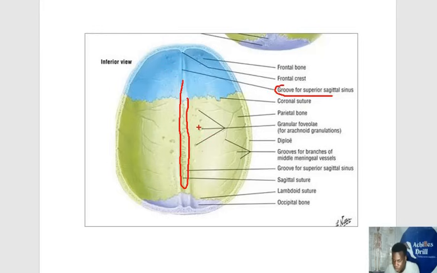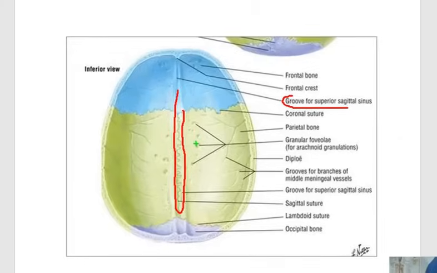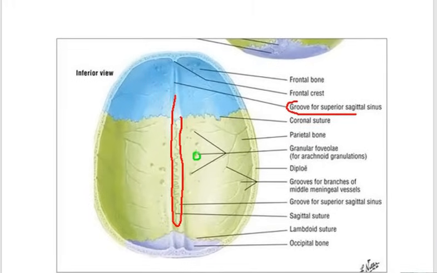And take a look at these ones. Let me get a green pen. These little O's right here, lateral to the groove for the superior sagittal sinus, those foramina are basically called the granular foveolae. They are associated with the arachnoid granulations, projections from the arachnoid mater. So they're the ones giving rise to those foramina right there.